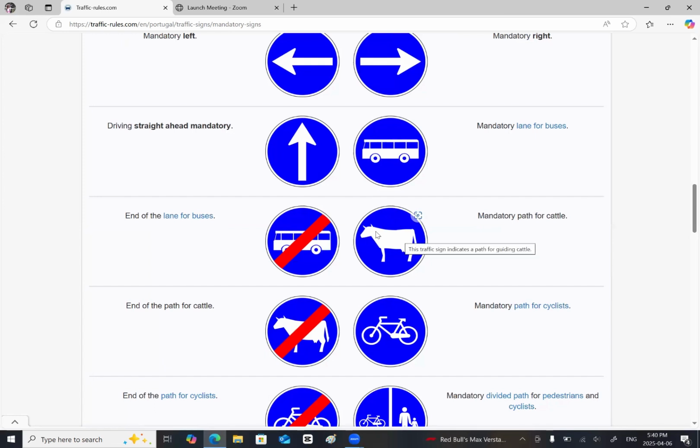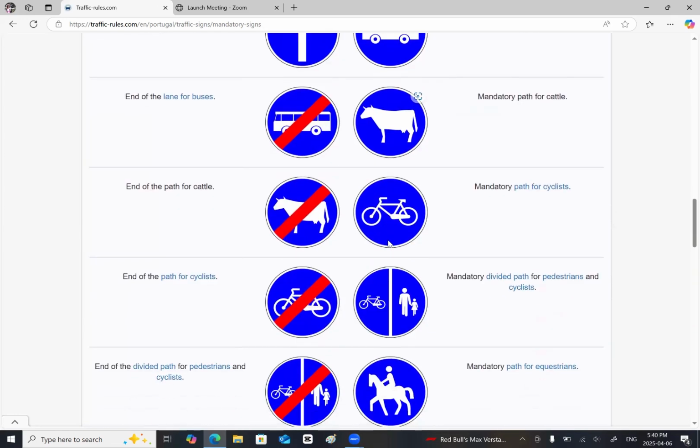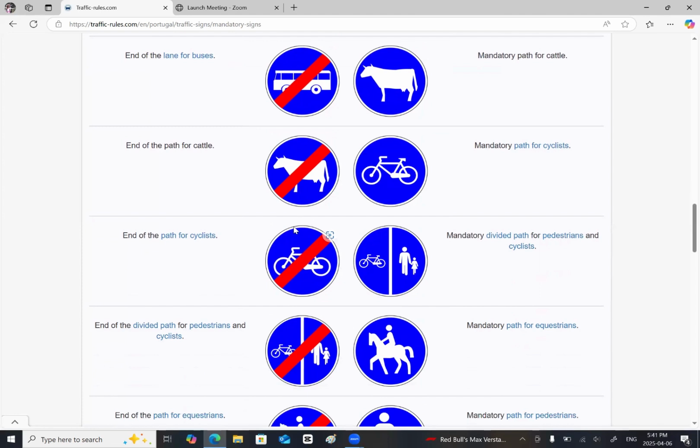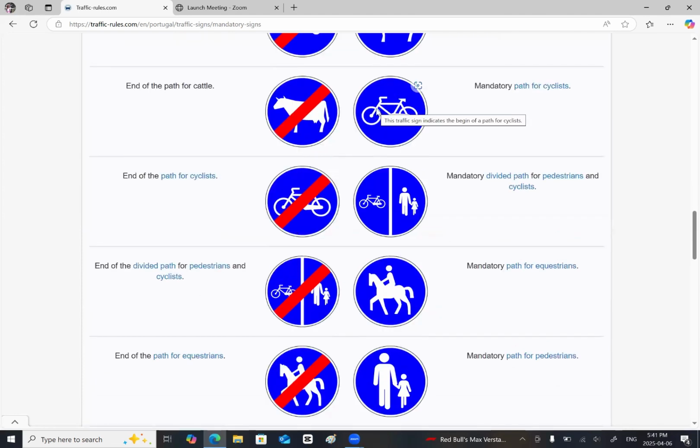Okay? And you can see there is a cow, that means cattle, right? Mandatory path for cattle. And you see again cattle, and the red line is crossing it. That means end of the path for cattle. And you see again the cyclist: this one is mandatory path for cyclists, and this one is end of the path for cyclists.